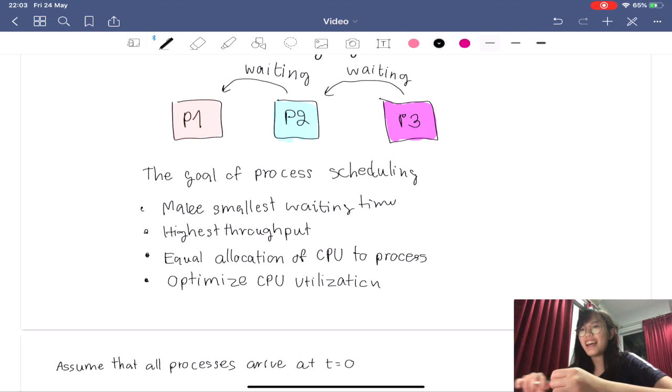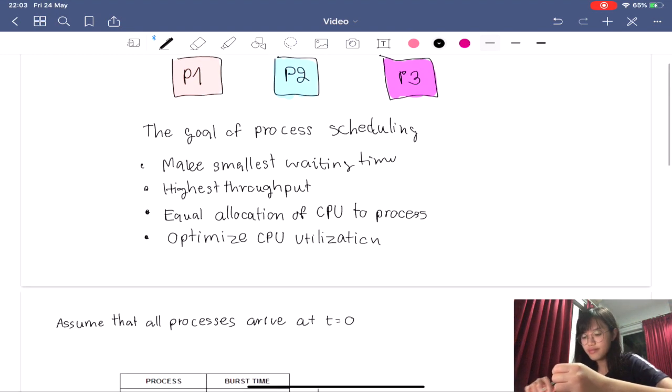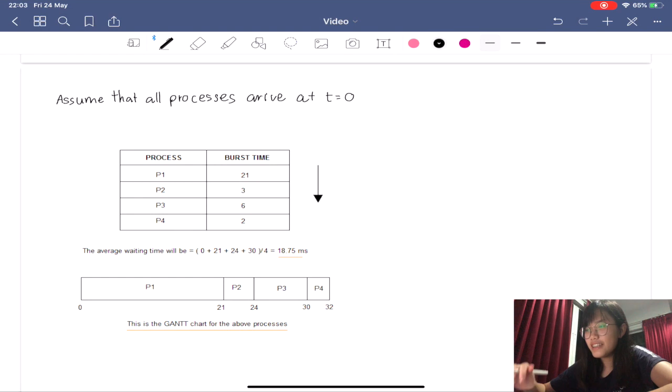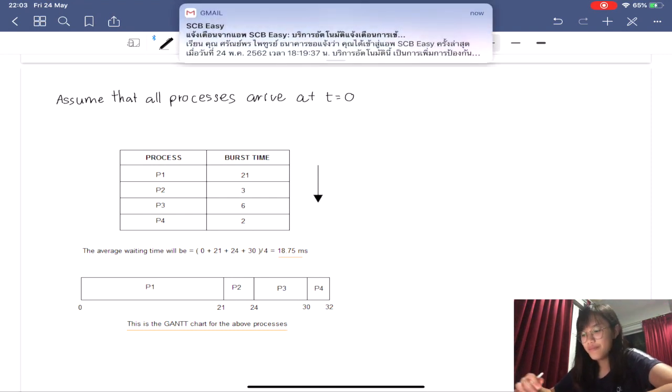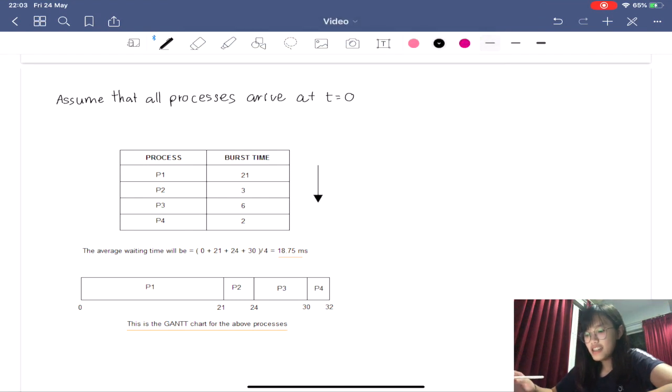So, let's see the example. This is the first example. Assume that all processes arrive at T0, or they arrive at the same time. So, there will be a table where the name of the process is allocated here and the burst time here. Burst time is the time that each process needs for execution.